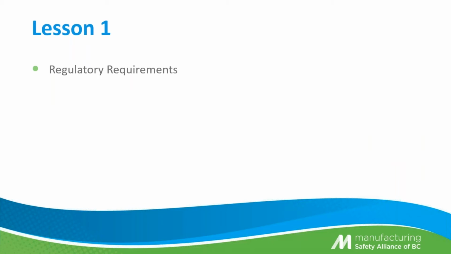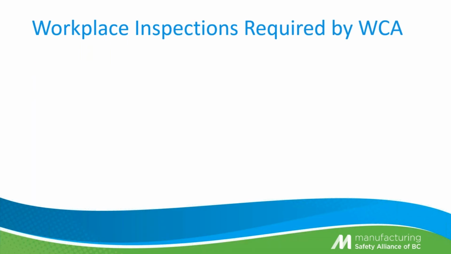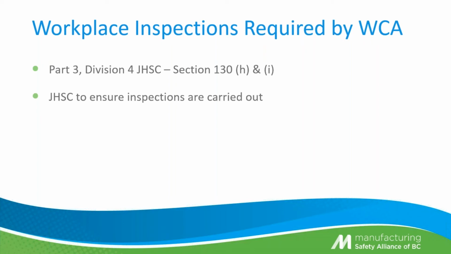So back to the webinar. Lesson 1, regulatory requirements. Again, we are looking at the Workers' Compensation Act and the Occupational Health and Safety Regulations. These are the two main bodies that everything we do refers to on the regulatory side. For workplace inspections required by the Workers' Compensation Act, it is Part 3, Division 4. It deals with the Joint Health and Safety Committee, specifically Sections 130 H and I.